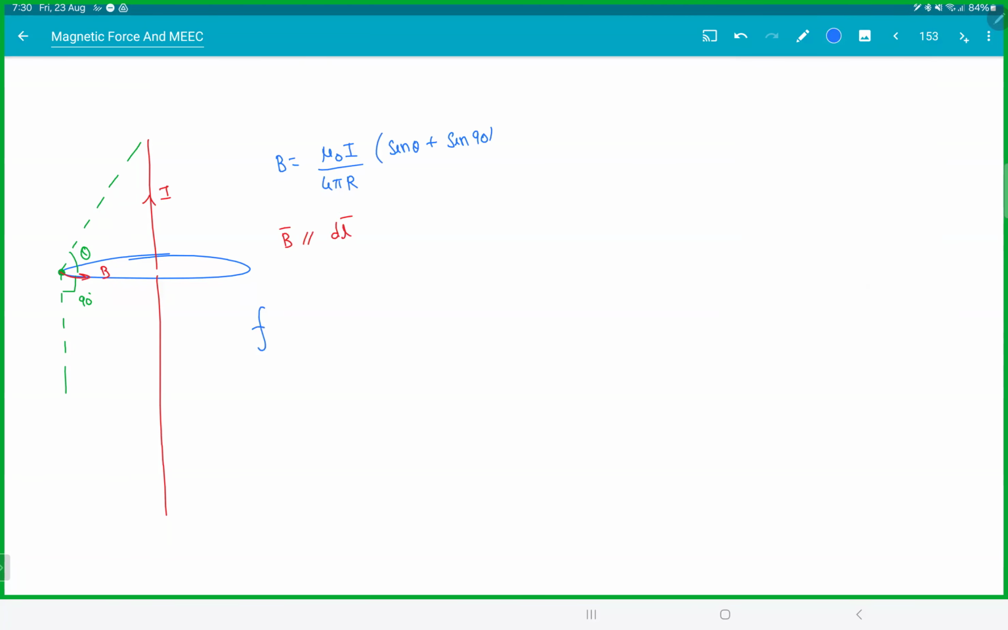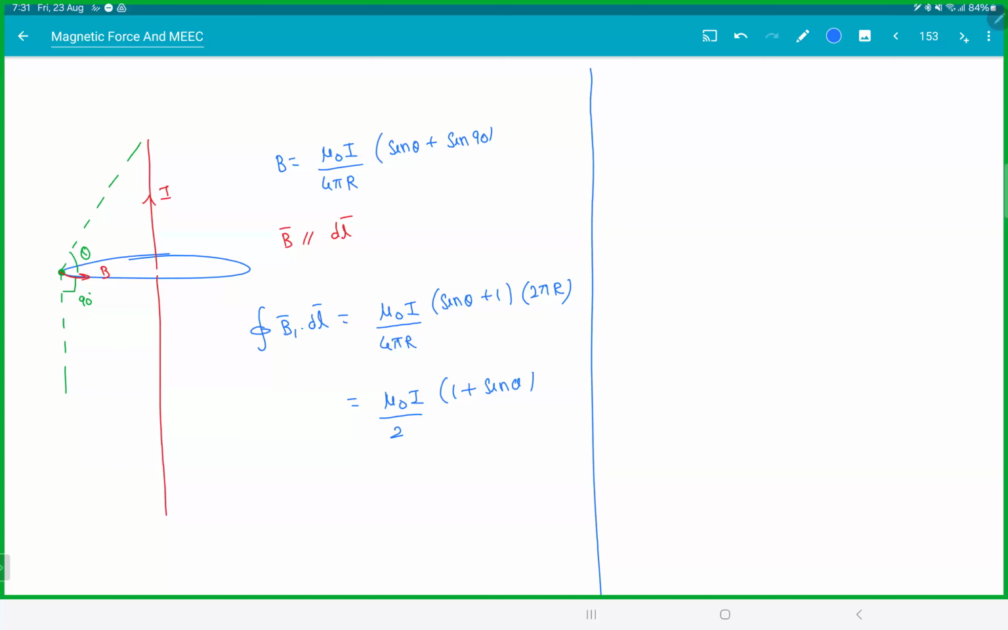So only due to wire 1, integral B1 dot dl, I can integrate the whole thing. This would be mu naught I by 4 pi r into sine theta plus 1, into circumference 2 pi r. This is mu naught I by 2 into 1 plus sine theta. This is the thing only due to 1. I literally calculated the field due to the infinite wire, the finite wire, and I did B dot dl. It is not Ampere's law or anything. Ampere's law only talks about the total field. Ampere's law doesn't know how to do it for only a single wire.